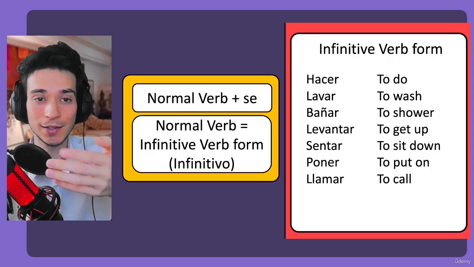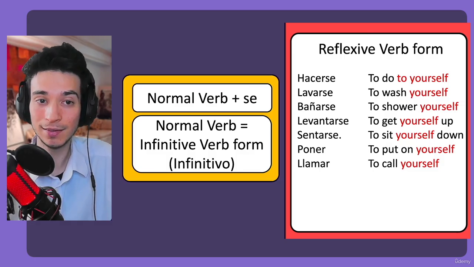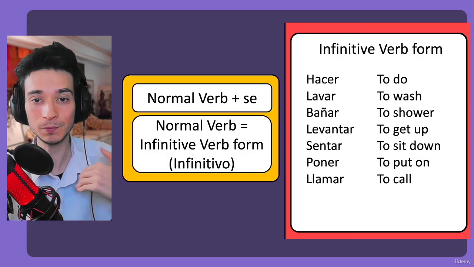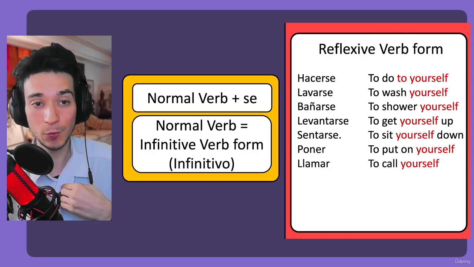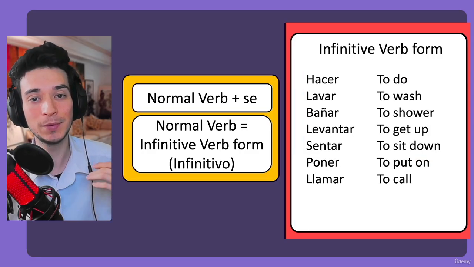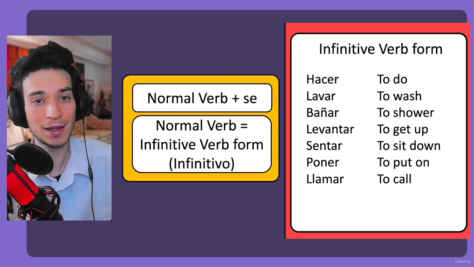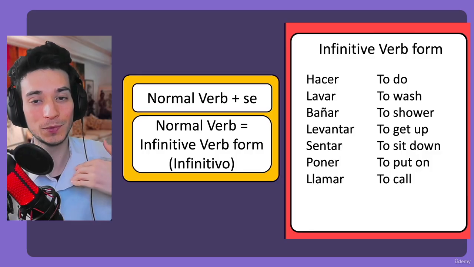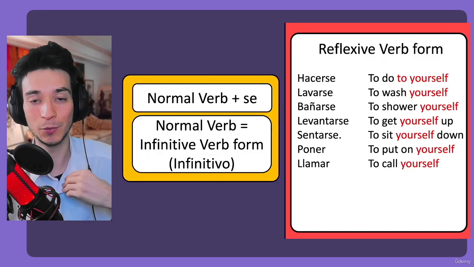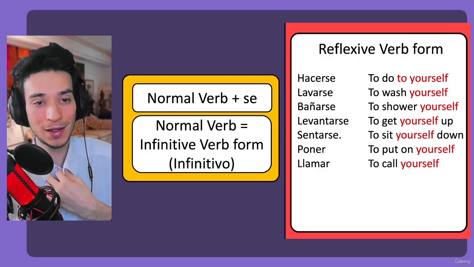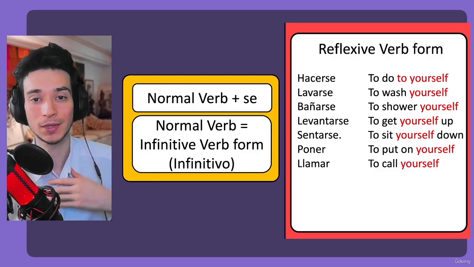So let's look at the example with lavar, which means to wash. If we add se, it means to wash yourself. Bañar, to shower, and bañarse, to shower yourself. You can say bañar when you're showering something, like showering your dog, baño el perro. But if you're washing yourself, you're showering yourself, you would say bañarse. So you're doing it to yourself. I would say me baño, estoy bañándome, bañarme.